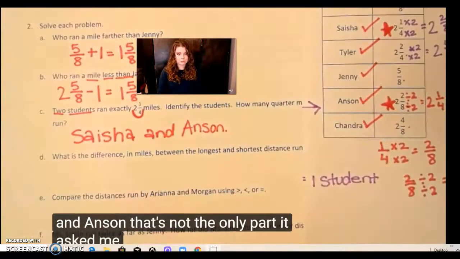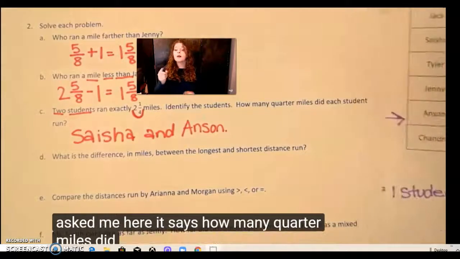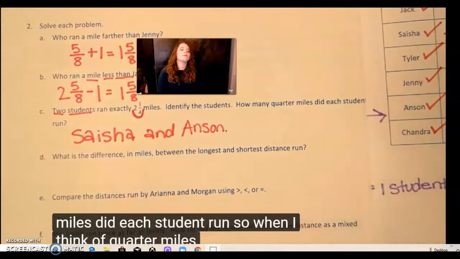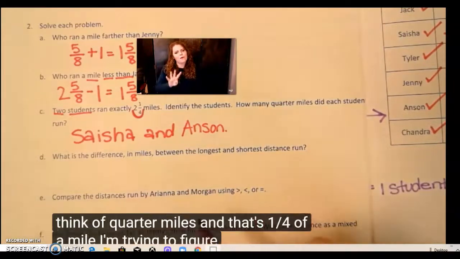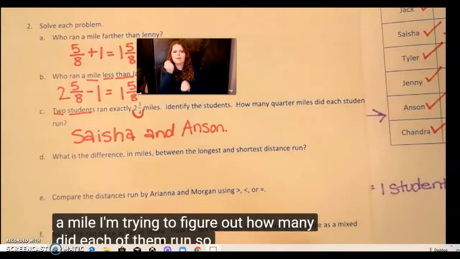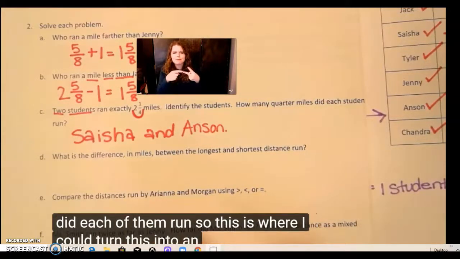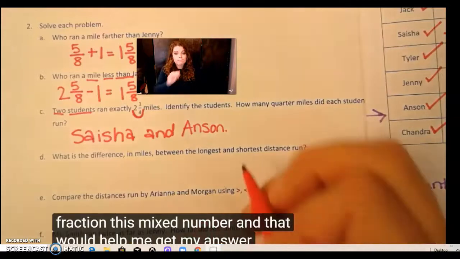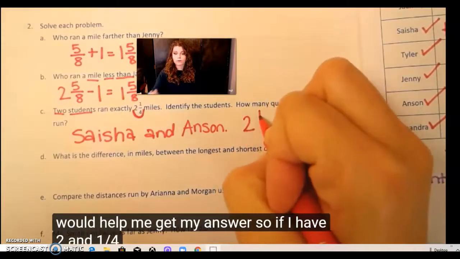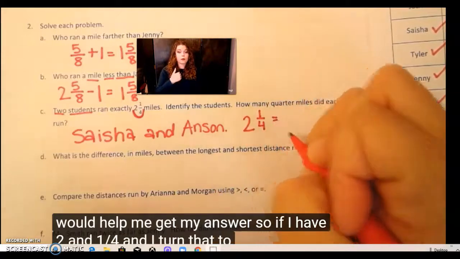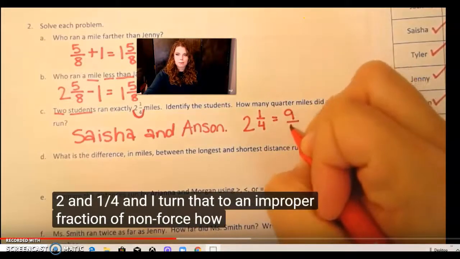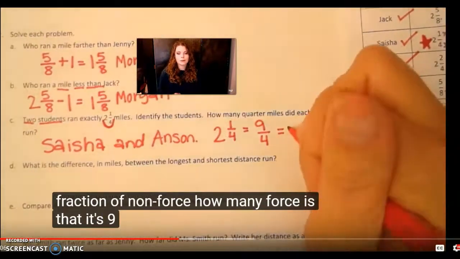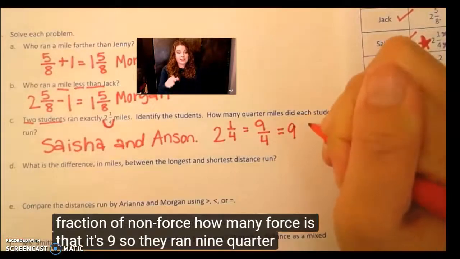That's not the only part it asked me here. It says, how many quarter miles did each student run? So when I think of quarter miles, and that's 1/4 of a mile, I'm trying to figure out how many did each of them run. So this is where I could turn this mixed number into an improper fraction, and that would help me get my answer. So if I have 2 1/4, and I turn that to an improper fraction of 9/4, how many fourths is that? It's 9. So they ran 9 quarter miles.